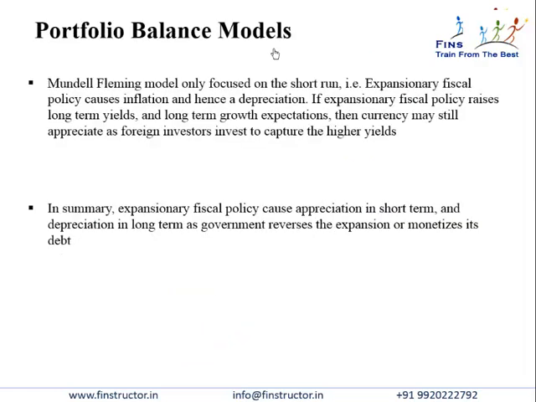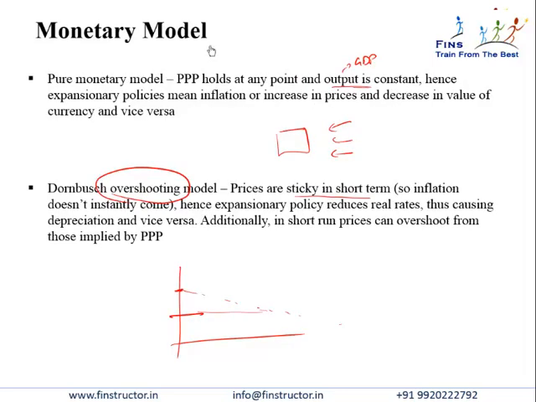The portfolio balance model takes a more long-term view to explain currency appreciation or depreciation. It argues with the Mundell-Fleming model in that this model focuses only on the short run. And that is an issue even with the monetary model, because we are again focused on the short-term inflation when we are explaining currency movements. So we are saying inflation will go up, and hence the currency will depreciate.